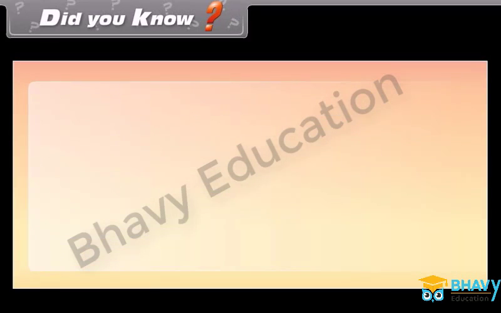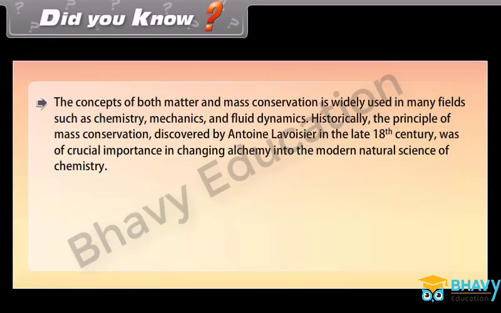Did you know the concepts of both matter and mass conservation is widely used in many fields such as chemistry, mechanics, and fluid dynamics? Historically, the principle of mass conservation, discovered by Antoine Lavoisier in the late 18th century, was of crucial importance in changing alchemy into the modern natural science of chemistry.